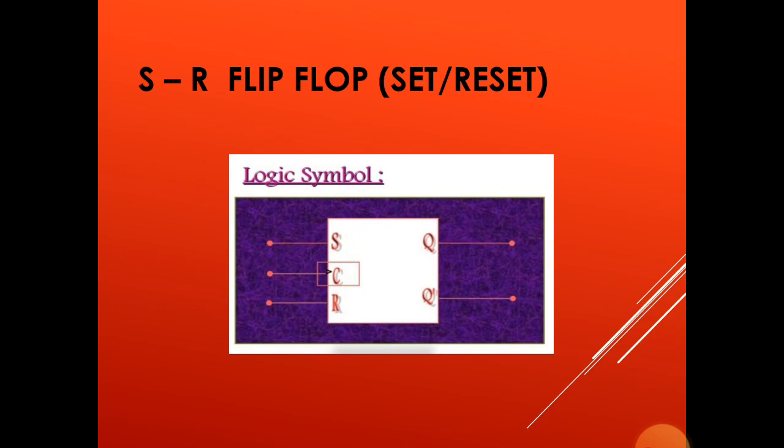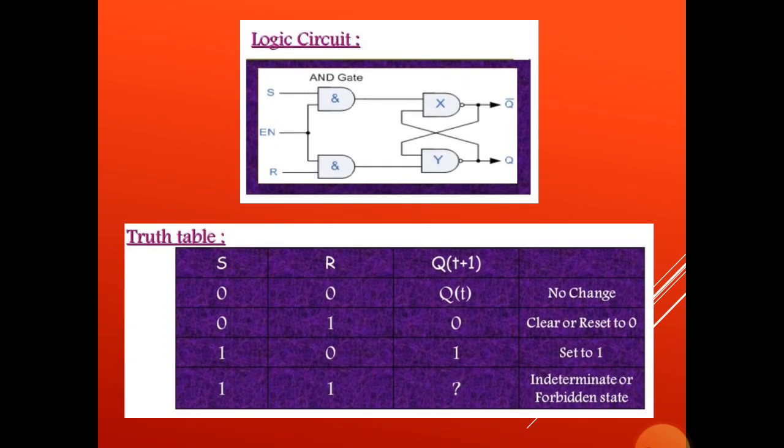SR flip-flop: S is equal to set and R is equal to reset. When 0 0 is given as the input, the output is no change. When 0 1 is given, S is equal to 0 and R is equal to 1, that means reset. Reset means the next state is 0.